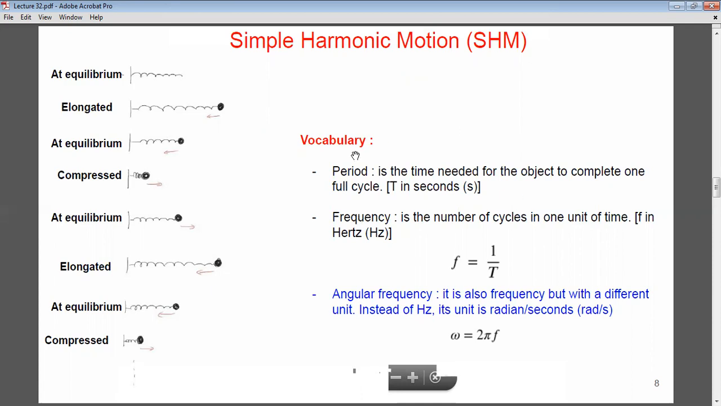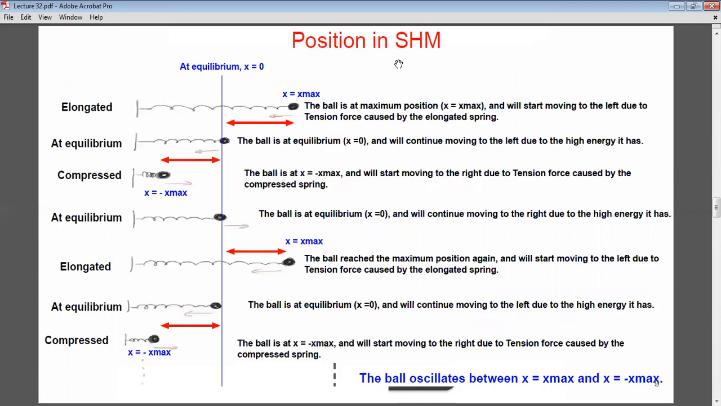Now, let's look at the position of an object during simple harmonic motion. When it is elongated, it is at x equal x maximum. Then it goes to x equals 0. Then it goes to x equal minus x maximum. Then it goes back to x equals 0. Then it goes back to x equal x maximum. Then x equals 0. Then x equal minus x maximum. Then x equals 0. And it continues like this forever if we don't have friction.